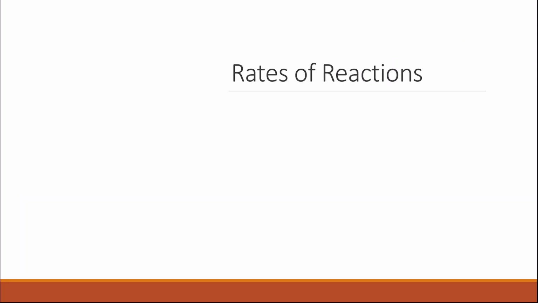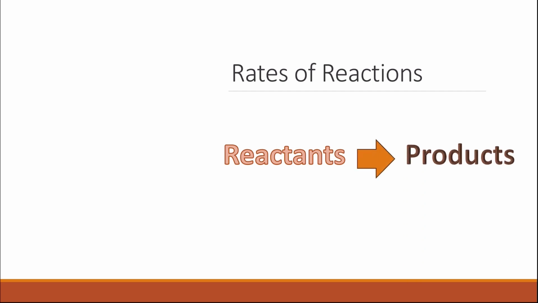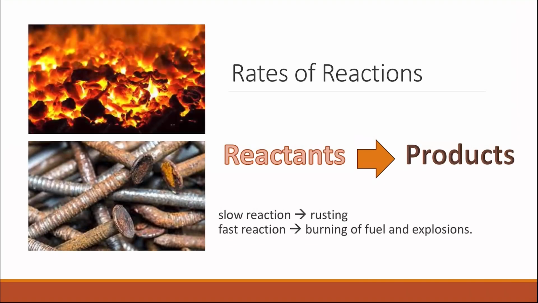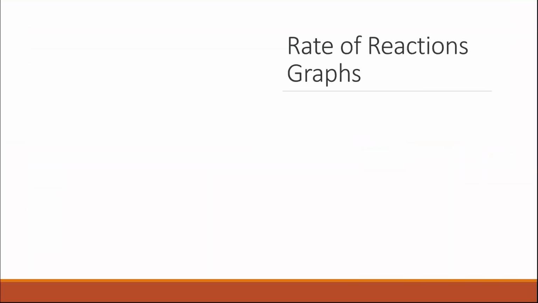In this video, I'm going to talk to you about the rate of a chemical reaction. So what is a rate of a chemical reaction? A rate of a chemical reaction is how fast reactants react together to form the products. Some reactions are very slow, like rusting, while other reactions are very fast, like burning of fuel and explosion.